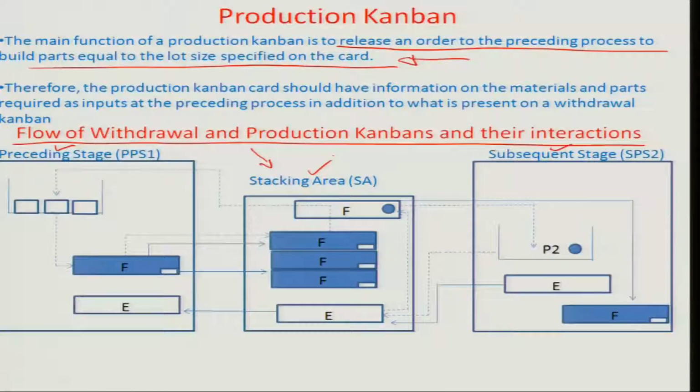So let's say in the stacking area there is a full container F which has a withdrawal Kanban card, given by this circular figure here, placed on it. The moment this withdrawal Kanban is put on the full container, the container moves ahead all the way to the subsequent stage. When it comes to the subsequent stage, the container is to be used by the operator there. He will pick this circular card and keep it in a stacking bin at the P2 location here. So the container is separate and the card has been kept at the P2 location, and the container is now being used continuously by the subsequent stage.